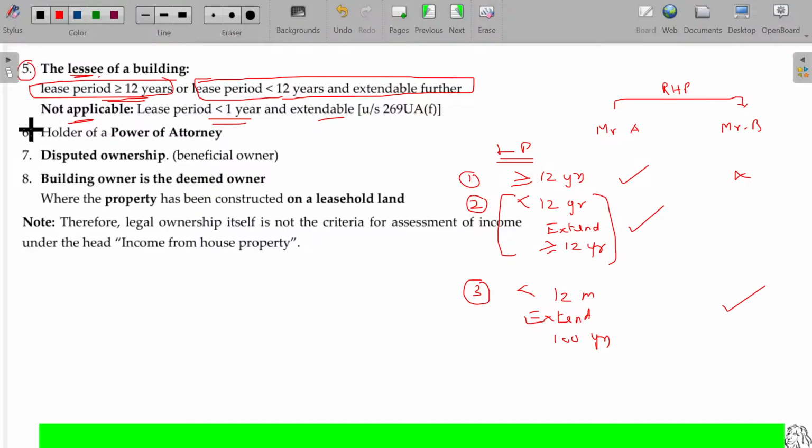Now, the holder of power of attorney will be the deemed owner. For example, A and B. Now the house property is in the name of A only, but A gives the power to B to do whatever he wants to do with the house property. Then it is called power of attorney. B has the legal power. As per the legal power, B can sell the house property of A without A's consent because A has already given the power. Then who is the deemed owner? B is the deemed owner. Power of attorney.